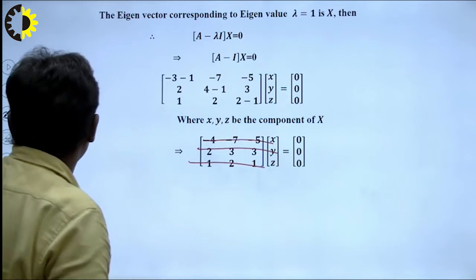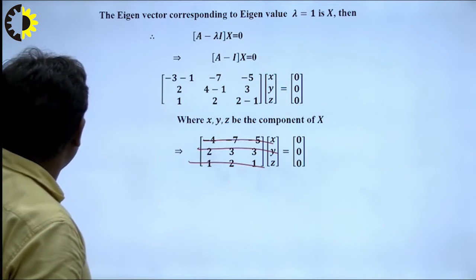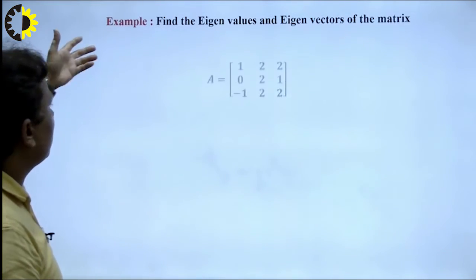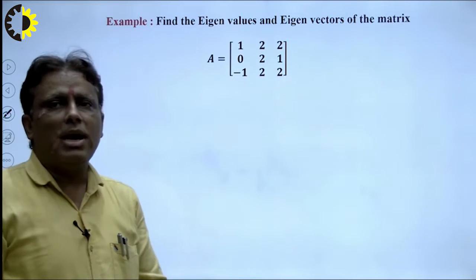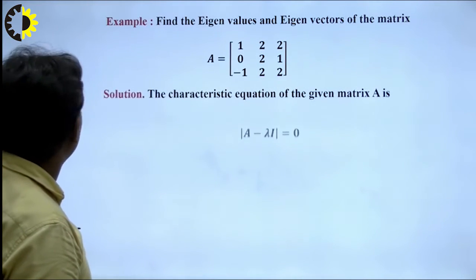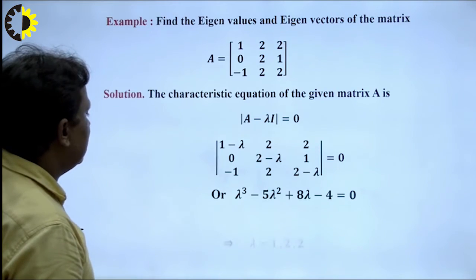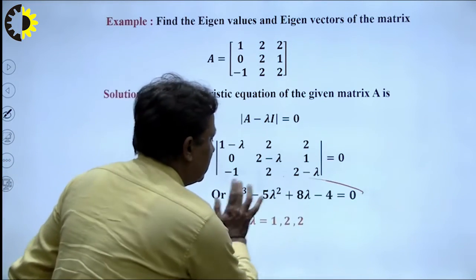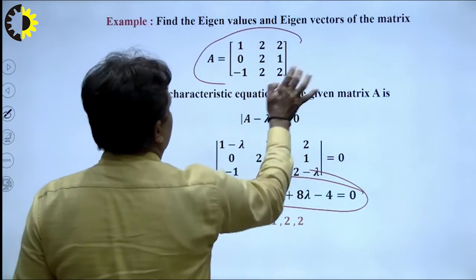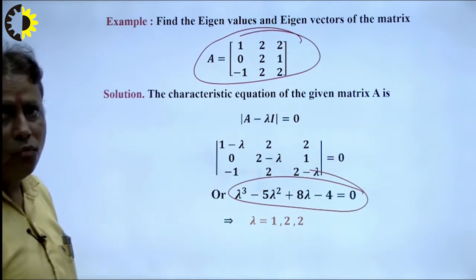So students, keep in mind when we solve this type of problem, we calculate our result like this. Suppose I have another problem: find the eigenvalue and eigenvector of the given matrix. The given matrix is this. So how to calculate here? First of all we get the characteristic equation. How to get it? First of all, students, the determinant of this will be equal to 4.